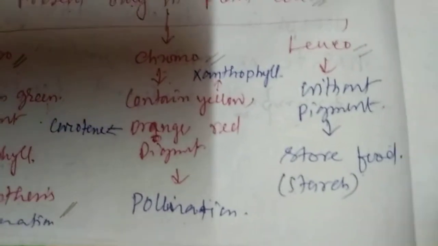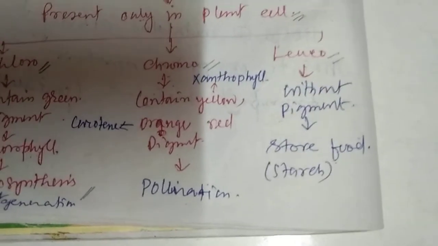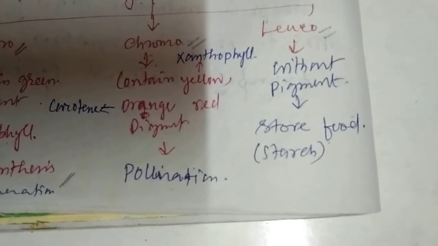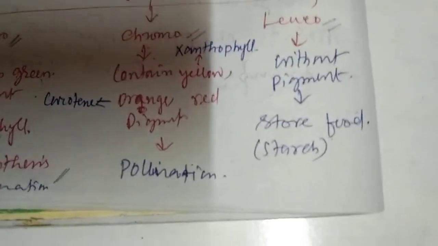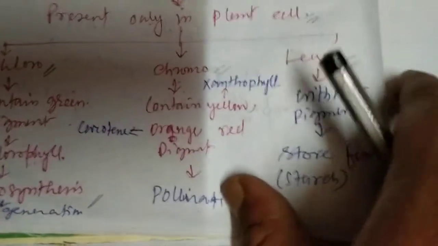Leucoplastid is the plastid without any pigment, so they are colorless plastids. They are present obviously in the root, the colorless part of the plant, and they store food. They store food in the form of starch.